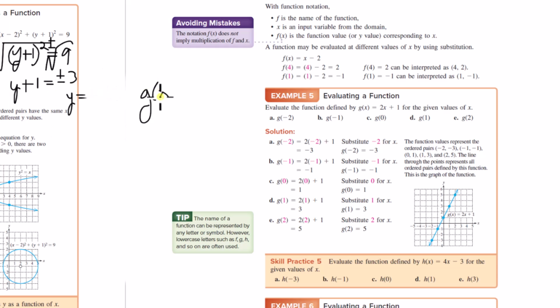Okay, and so with that, we can think about, if we have the function g of x is equal to 2x plus 1, then what is g of minus 2? Well, you just plug in minus 2 for x.